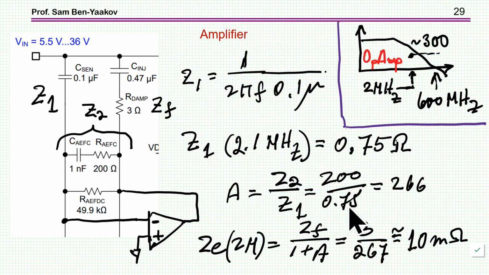The reason is that if we need a 266 gain at 2.1 megahertz, and if this is the open loop gain of the operational amplifier, obviously we need an amplifier which has a gain higher than this 266 at 2.1 megahertz. So it has to be like 300, 400, whatever. This will imply that the unity gain bandwidth product needs to be something like 600 megahertz. So this is a very wideband amplifier that you need if indeed you'd like to suppress ripple of 2.1 megahertz.